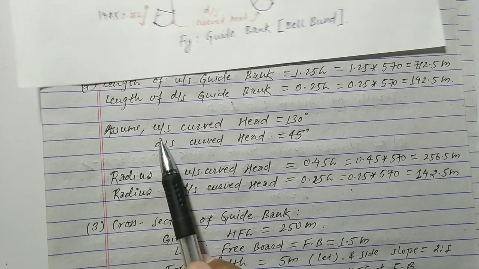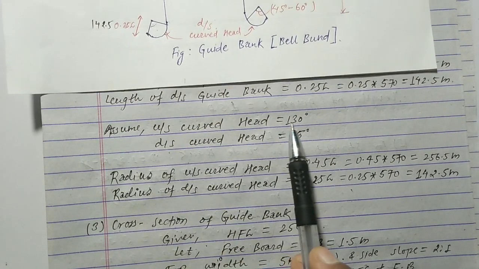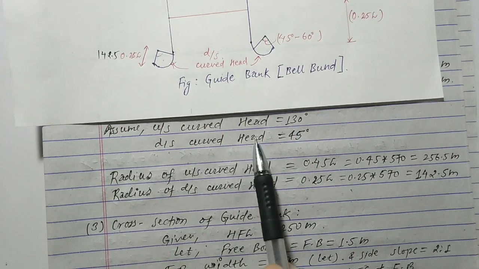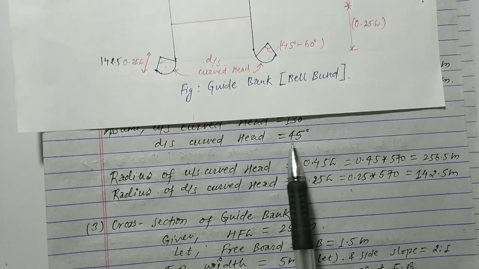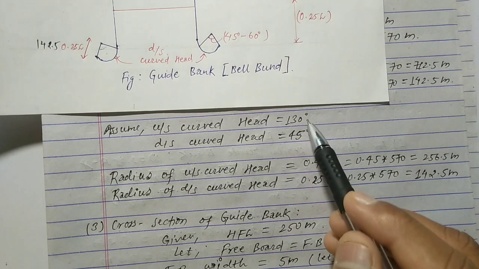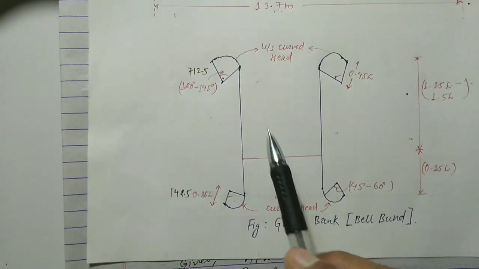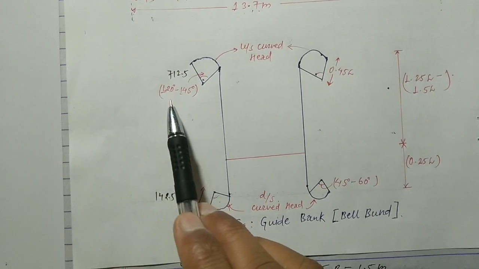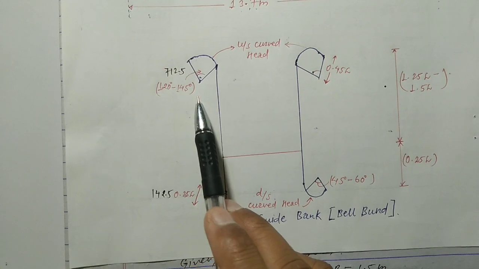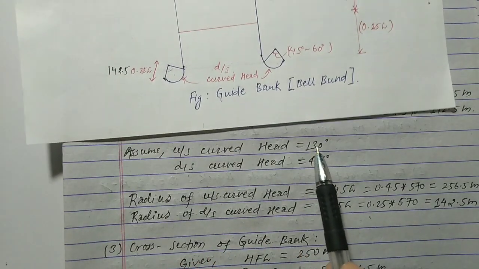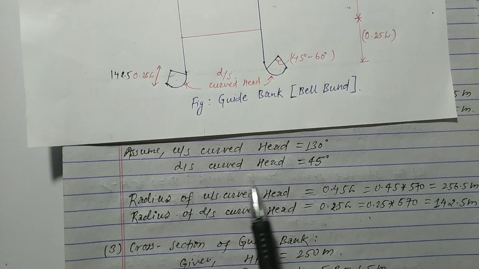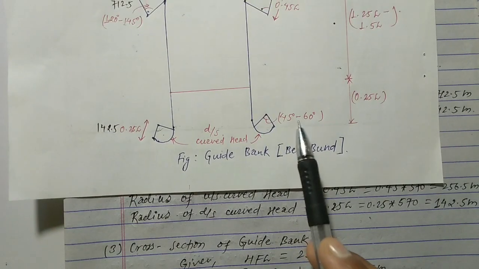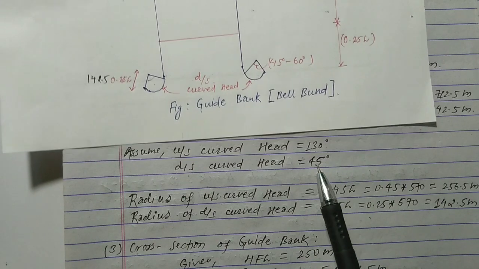So now we assume the upstream curve head equal to 130 degrees, and the downstream curve head equal to 45 degrees. Okay, this range is taken for the upstream curve head between 120 degrees to 145 degrees, so we just assume 130 degrees, and for the downstream curve head we have to take the angle between 45 to 60, and we just take 45 degrees.